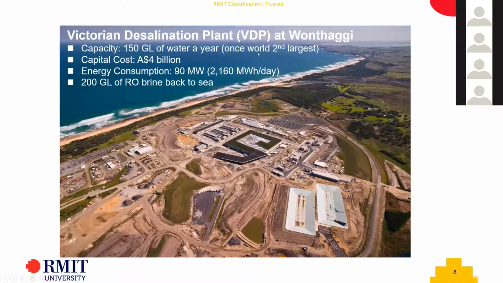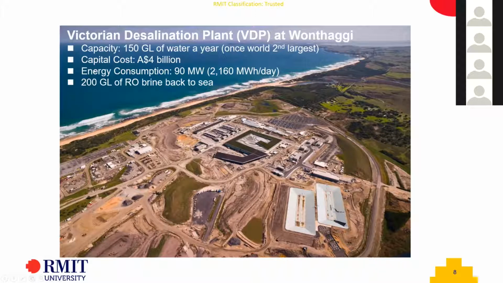It was once the world's second largest plant, following Israel's Sorek plant, but now it's pretty much out of the top 10 because we have some recent mega plants built in the Middle East. They have much larger capacities. This plant has cost about 4 billion Australian dollars. So you can see it's a very expensive project.